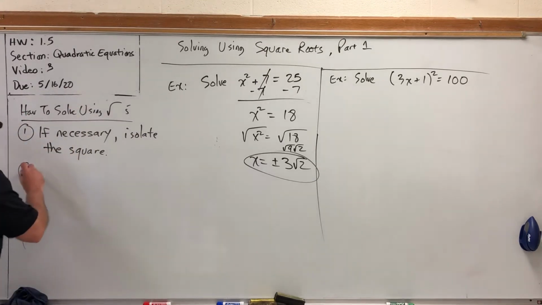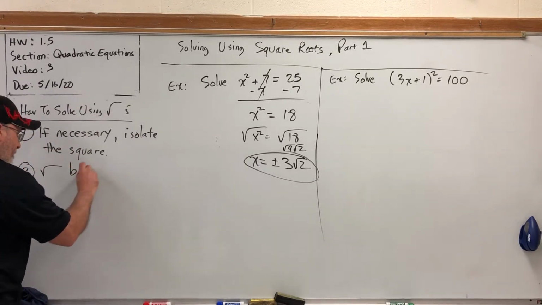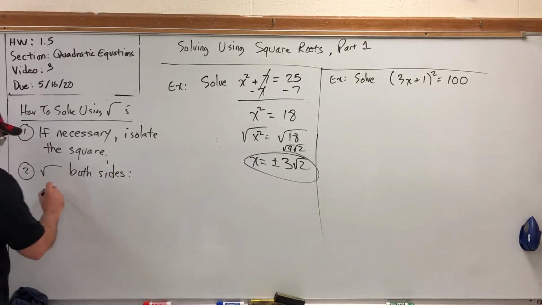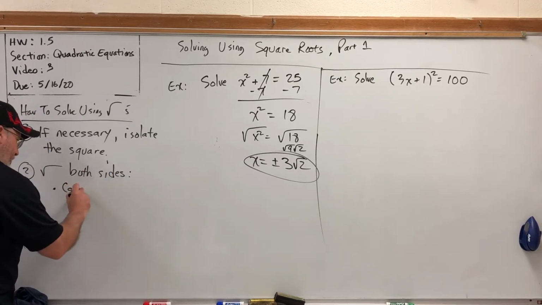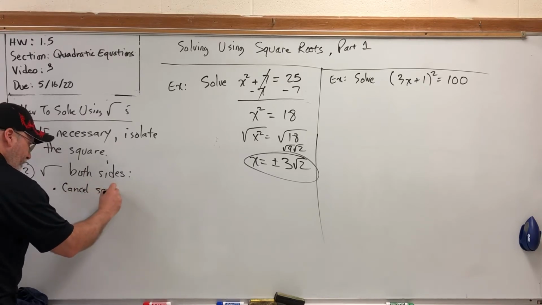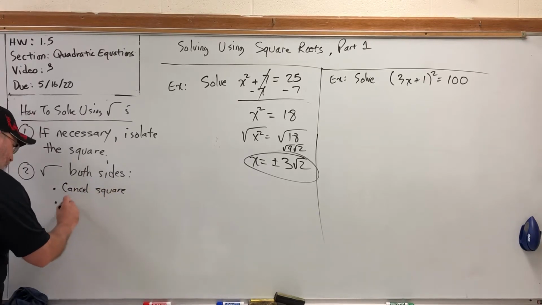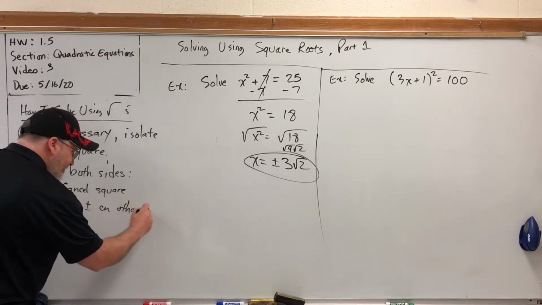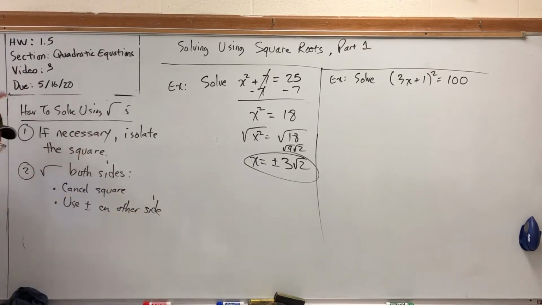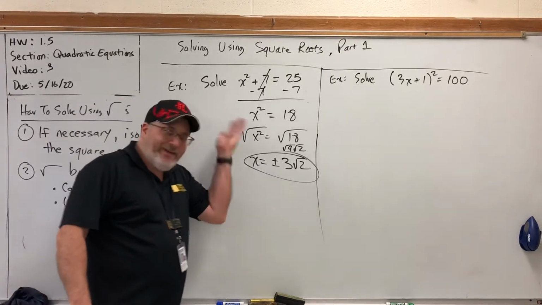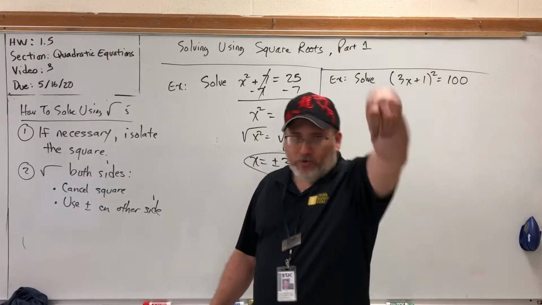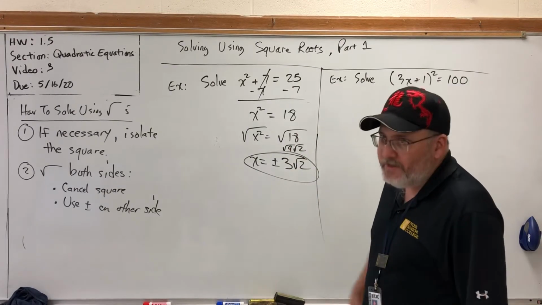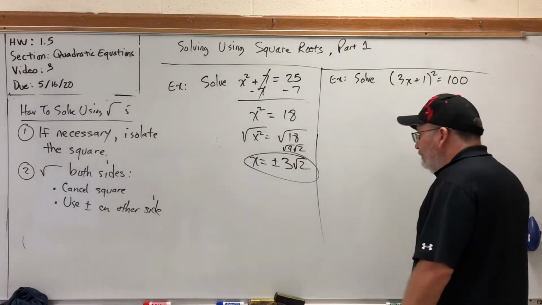Second move, square root both sides. Now, as a consequence of this, two things happen. Number one, you cancel the square on the right side, but you use plus minus on the other side. That is easy to forget. Canceling the square, that's obvious. We're trying to get the x by itself. But remembering to drop the plus minus on the other side is a mistake that the best people will make if they're not paying attention.